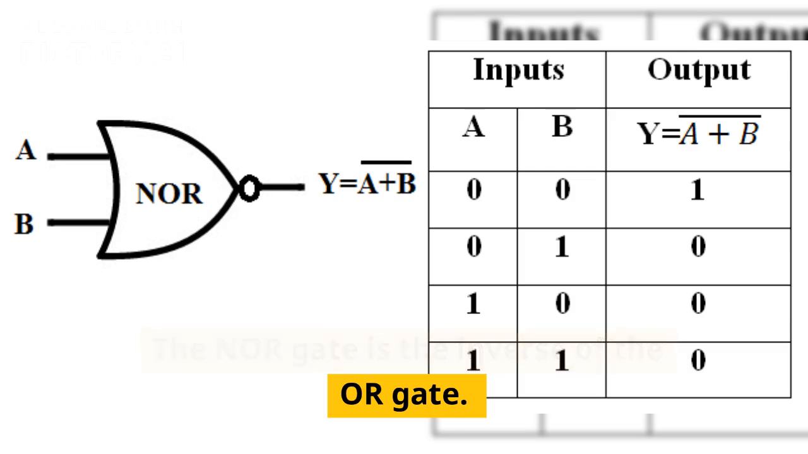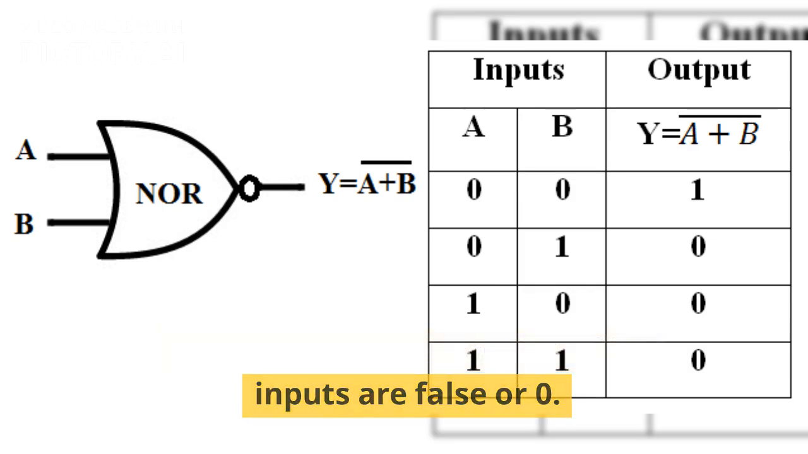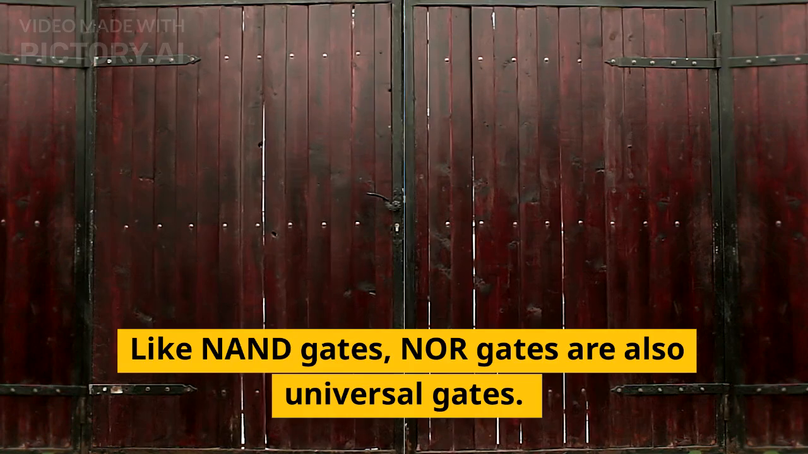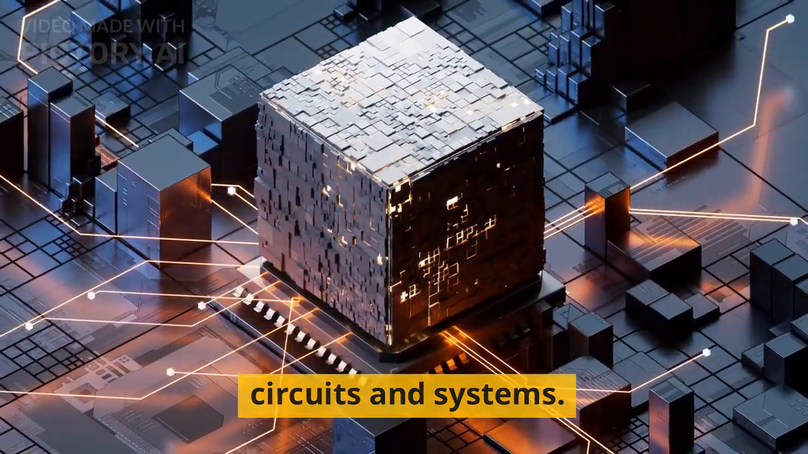The NOR gate is the inverse of the OR gate. It outputs true or 1 only if all its inputs are false or 0. Like NAND gates, NOR gates are also universal gates. They're used in various digital circuits and systems.